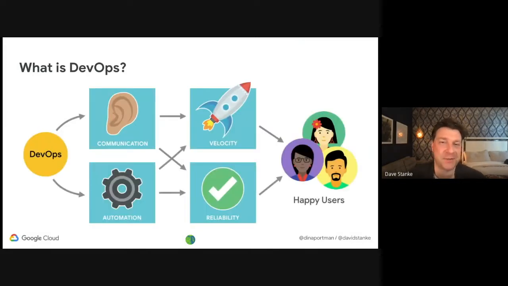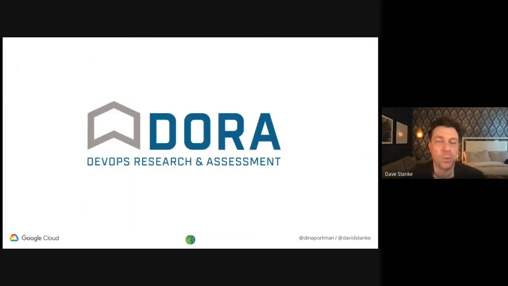I like to define DevOps this way. DevOps is when we apply communication and automation to achieve velocity and reliability, all in service of happy users. Now, one of the teams within Google Cloud is called DORA, DevOps Research and Assessment. This is an organization that for the better part of a decade has been studying software development teams across companies of all sizes in all industries and around the world.